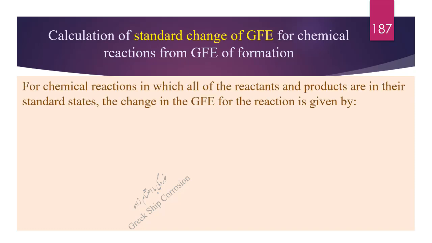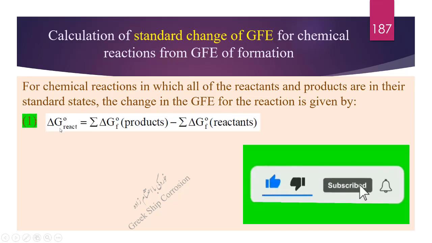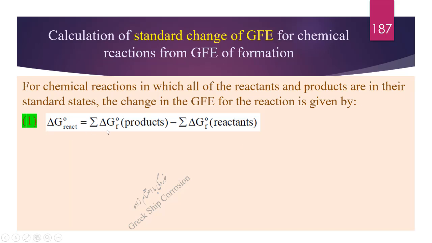For chemical reactions in which all of the reactants and products are in their standard states, the change in the Gibbs free energy for the reaction is given by the standard Gibbs free energy of the reaction, which is equal to the sum of the standard Gibbs free energy of formation of the products minus the sum of the standard Gibbs free energy of formation of the reactants.